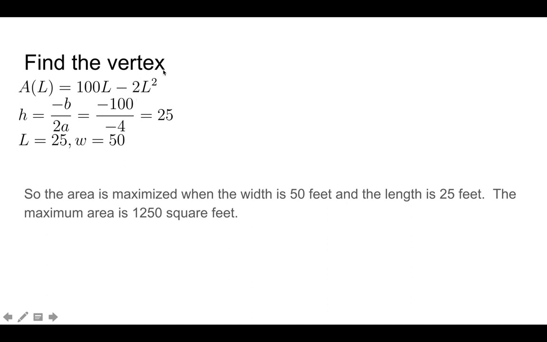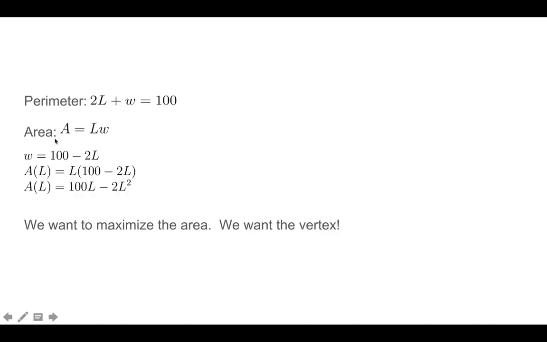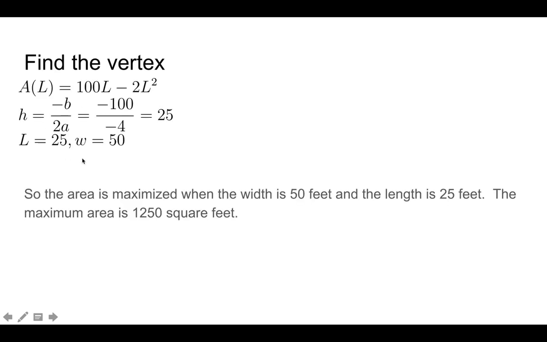A is the number in front of your squared variable. So A is negative 2. Twice negative 2 is negative 4. Negative 100 over negative 4 is 25. So that's L. That's our length that maximizes the area. L is 25. Well, if L is 25, remember W is 100 minus twice L. Hey, look, we have this written right here. So if L is 25, W would be 100 minus twice 25. 100 minus 50 is 50. So our dimensions are 25 by 50.